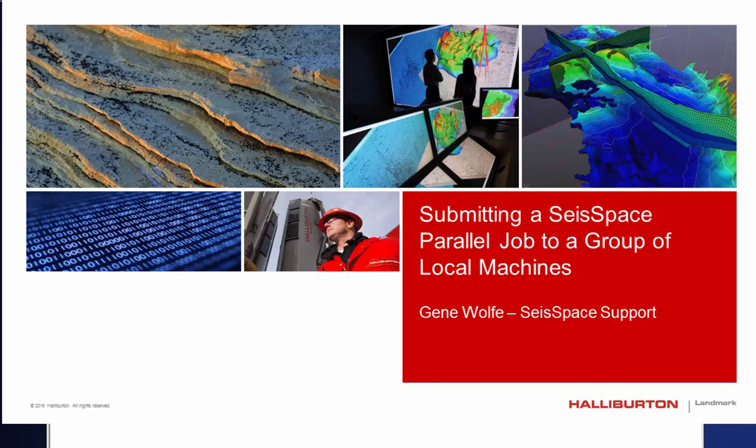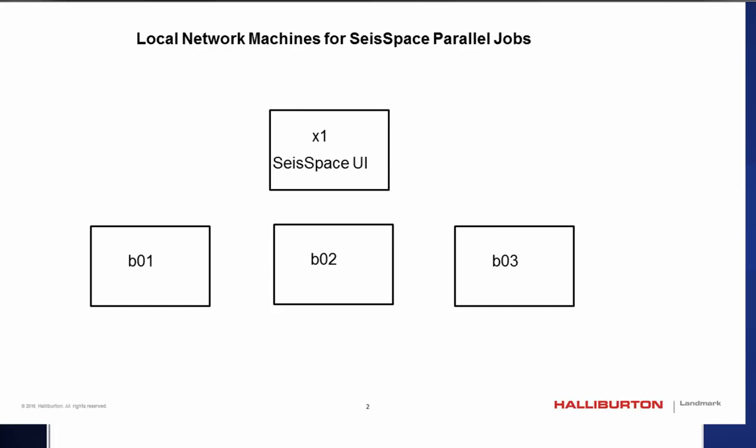In this video, I will show you how to submit a SeisSpace parallel job to a group of local machines. Let's say in your office or in your area, there are a number of machines that are not necessarily being used, and you want to be able to use those machines to help you parallelize a job to get it done faster. In this example, I have a machine called X1 where the SeisSpace user face runs, but I have some additional machines called BO1, BO2, and BO3 I would like to run a parallel job on.